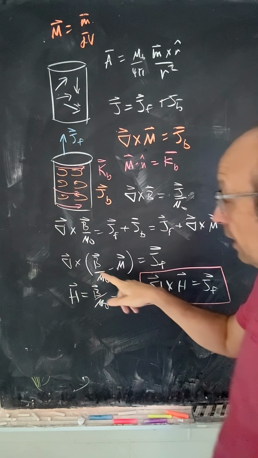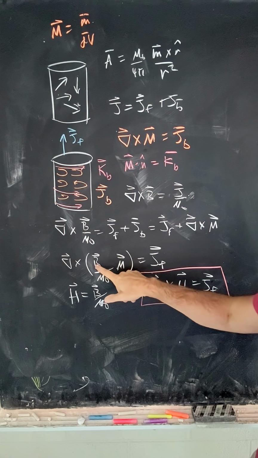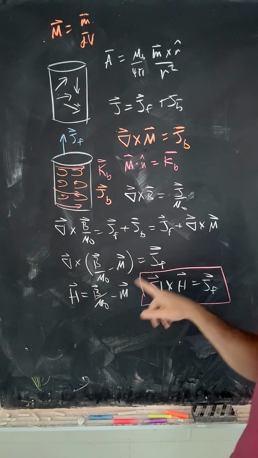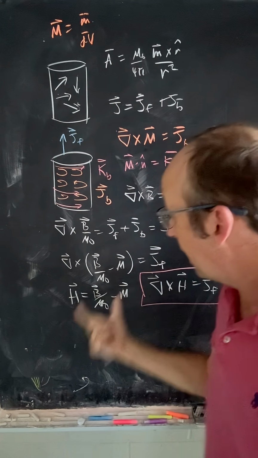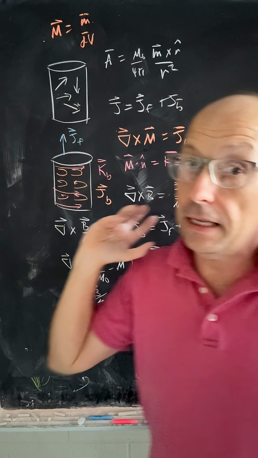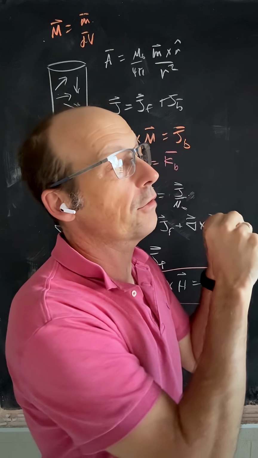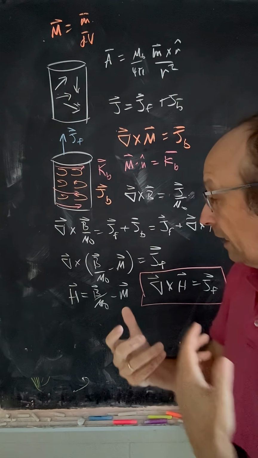I can divide by mu naught, and I get the curl of B over mu naught minus the magnetization is the free current density. Now I just take that and say, that's going to be the H field. It's a lot like the electric displacement field, but this is for magnetic fields.